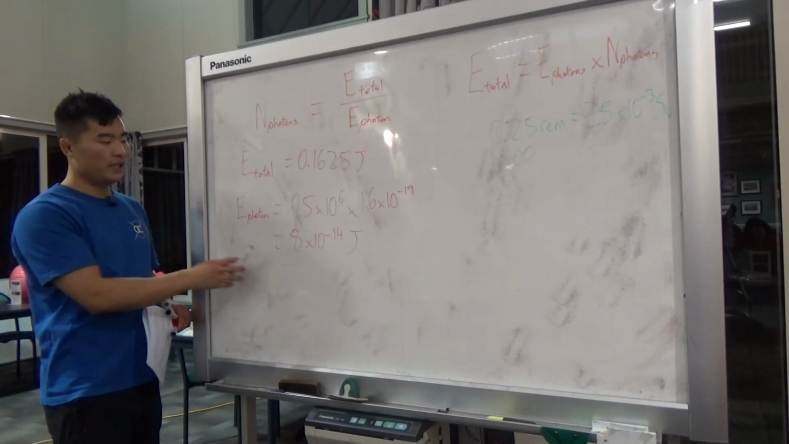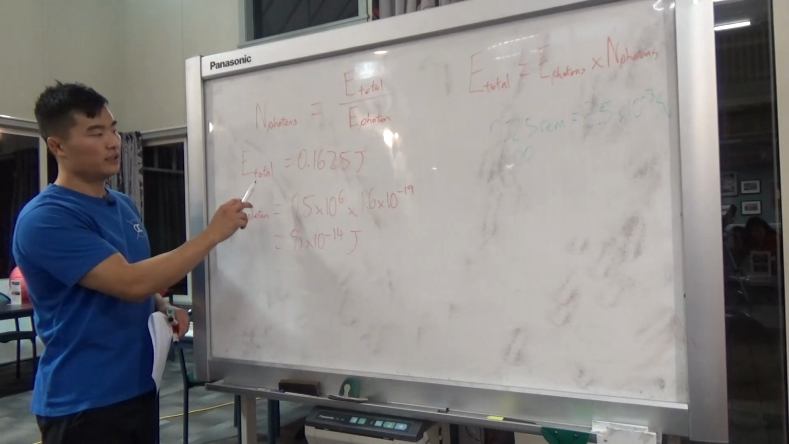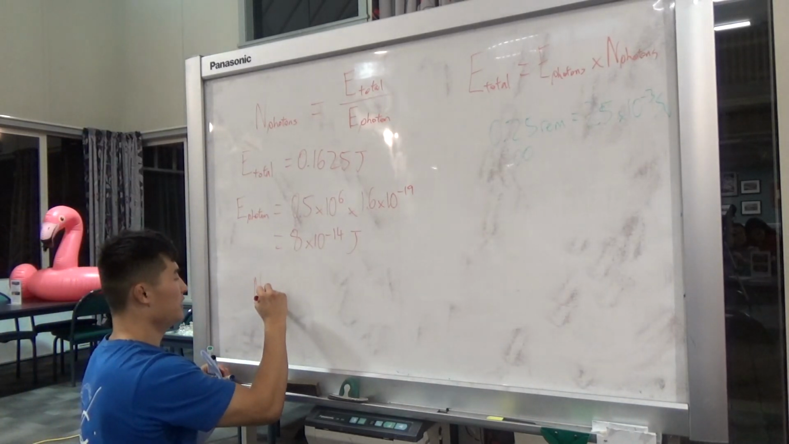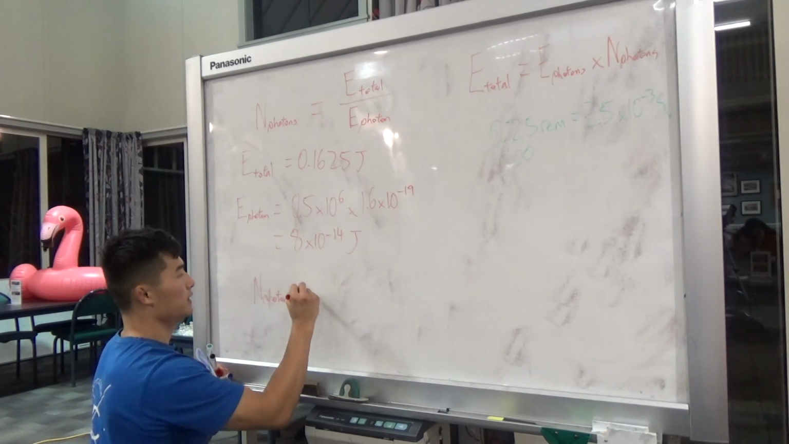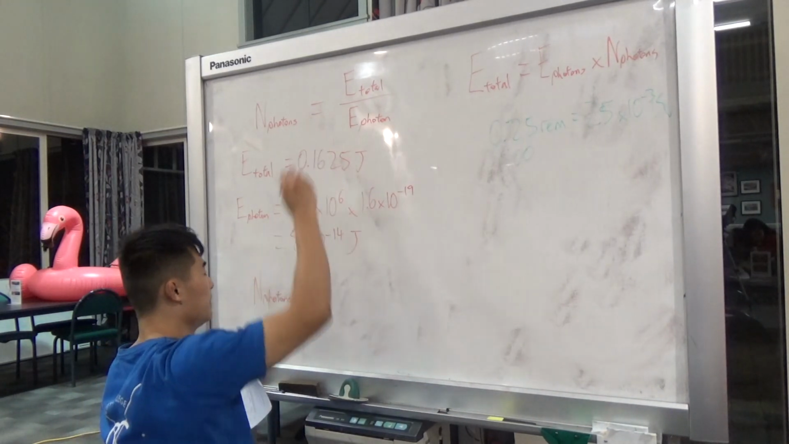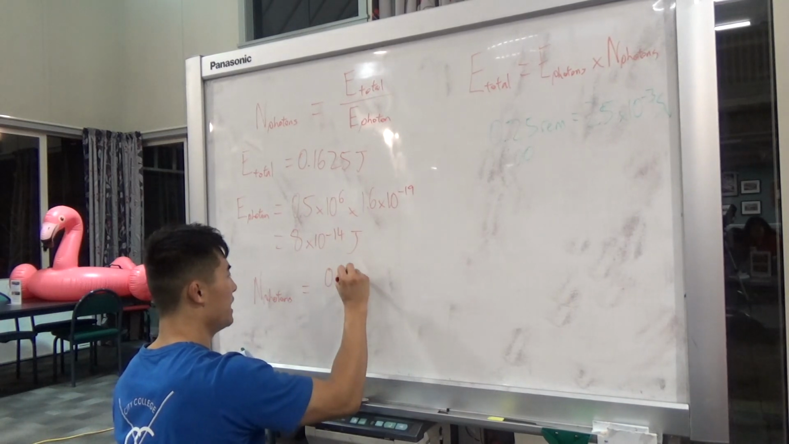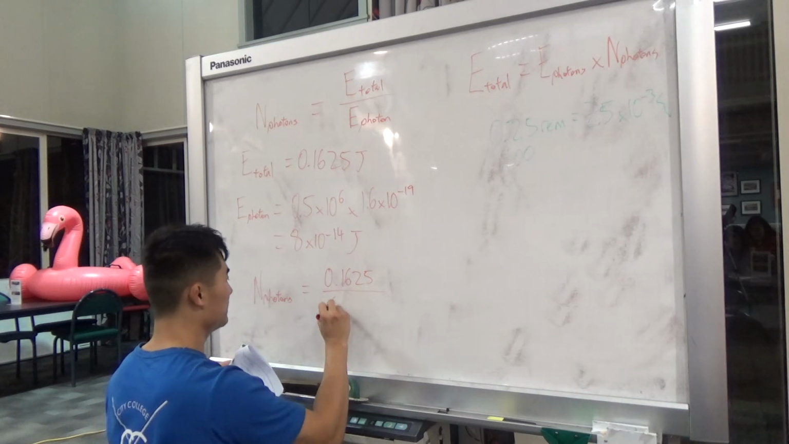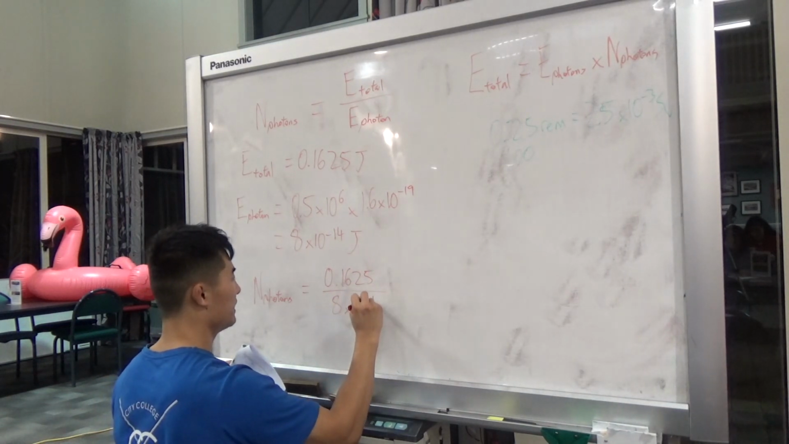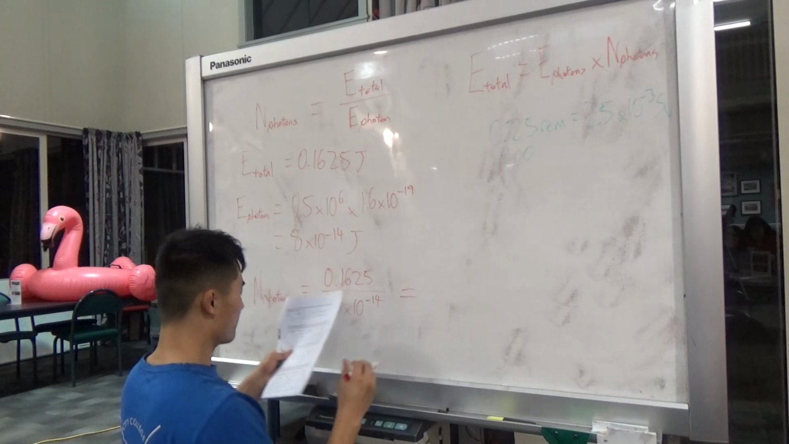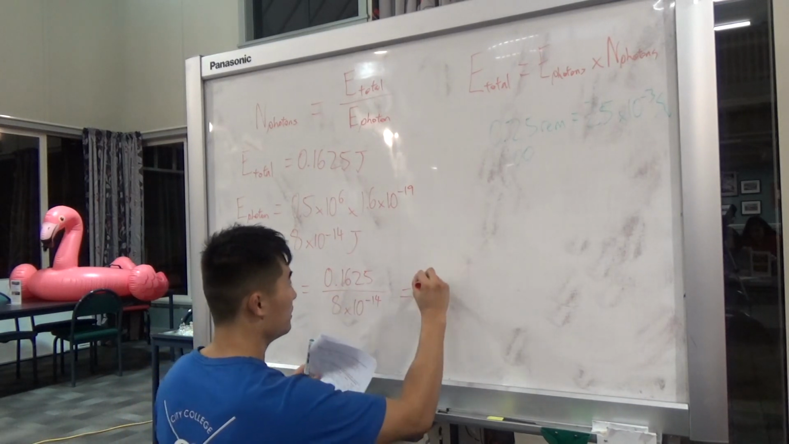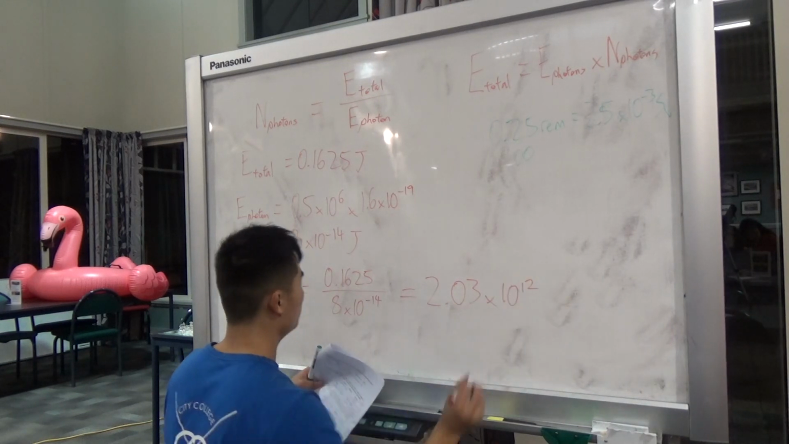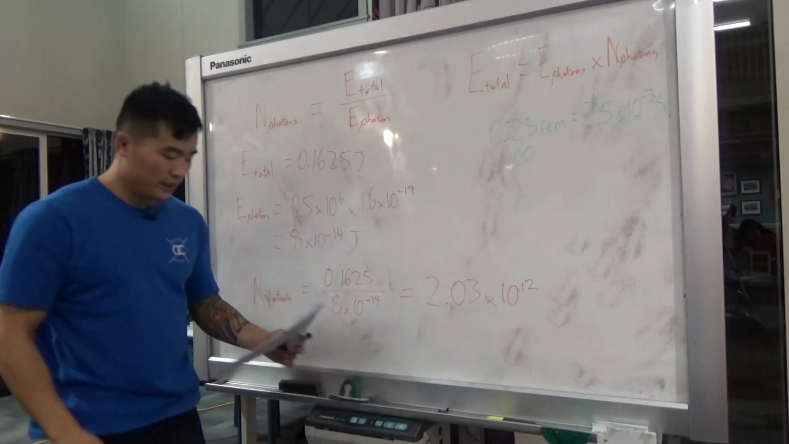Now we have the energy of the photon and the total energy, so we can plug them in. The number of photons is equal to the total energy, 0.1625, divided by the energy in one photon, which is 8 times 10 to the negative 14. That will be 2.03 times 10 to the power of 12. So option D.